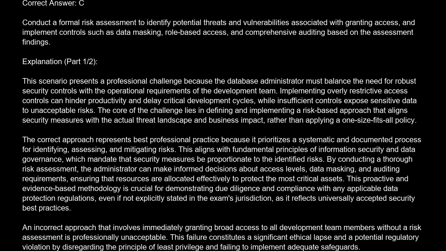This proactive and evidence-based methodology is crucial for demonstrating due diligence and compliance with any applicable data protection regulations, even if not explicitly stated in the exam's jurisdiction, as it reflects universally accepted security best practices. An incorrect approach that involves immediately granting broad access to all development team members without a risk assessment is professionally unacceptable. This failure constitutes a significant ethical lapse and a potential regulatory violation by disregarding the principle of least privilege and failing to implement adequate safeguards.